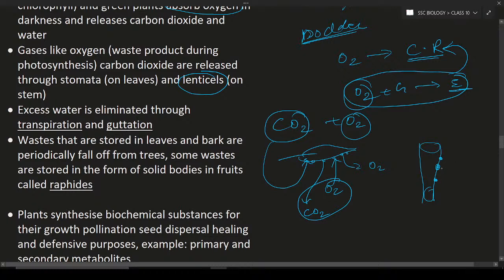So these lenticels are helpful in the exchanging of the gases. What are the two structures in the plant helpful for the exchanging of the gases? The two structures are, one is stomata, another is the lenticels. They are helpful in the exchanging of the gases.